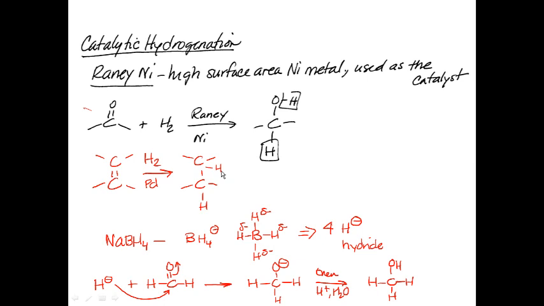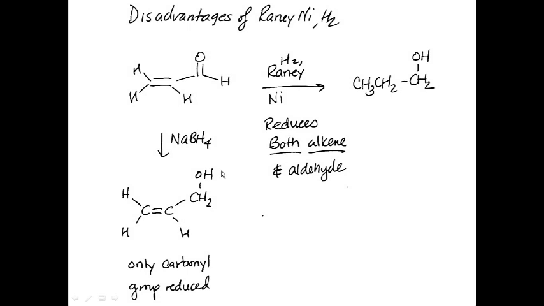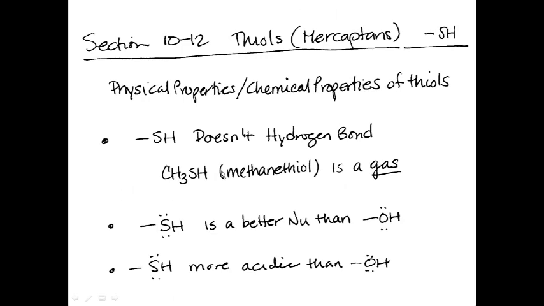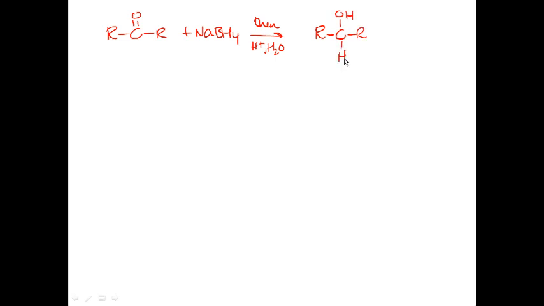Now, we can use sodium borohydride to reduce ketones and aldehydes. So if you have a ketone and you treat it with sodium borohydride, and then in the second step you add H plus, H2O, you're going to form a secondary alcohol.